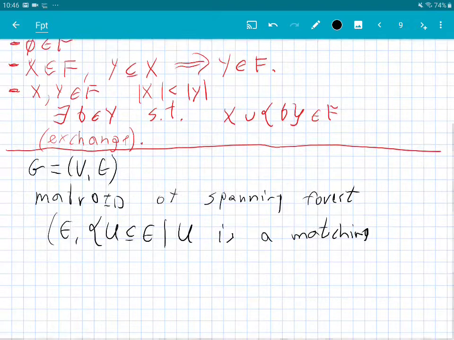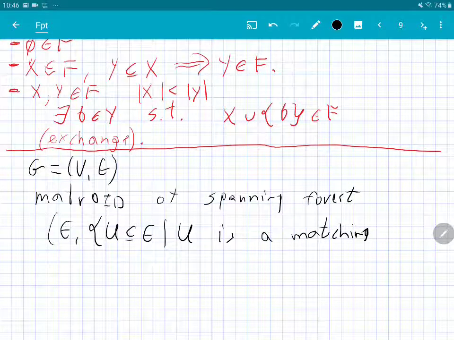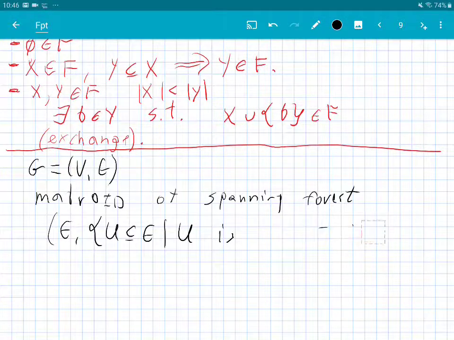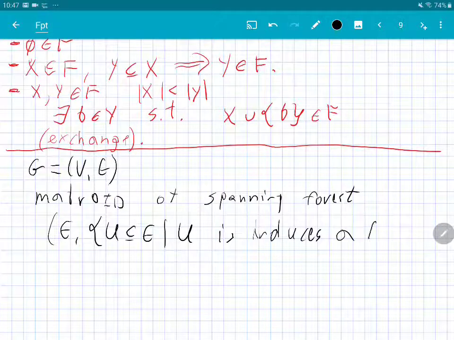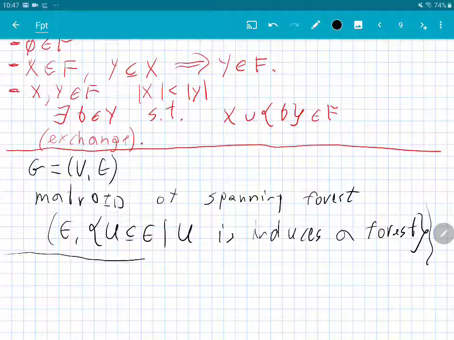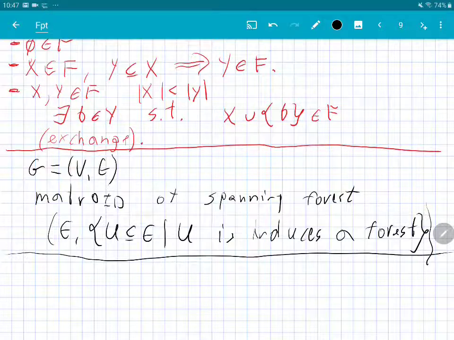So here again we have a graph. The ground set is the edges, and we take U to be a set of edges that is in the Matroid if U induces a forest. Okay. Another way of saying it is that U does not contain a cycle. It's a set of edges that does not contain a cycle. Okay. So let's see the properties, right? So the empty set is of course a valid forest. Well, it doesn't span anything, so it's fine.